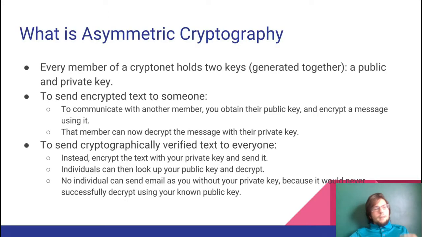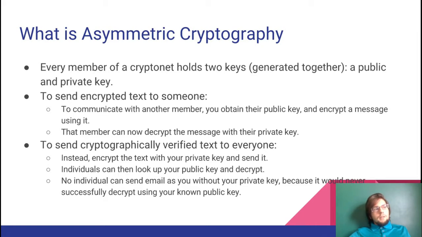So what is asymmetric cryptography? In asymmetric cryptography, every member of the cryptonet holds two keys, a public key and a private key. When I want to send a message to someone, I first obtain their public key, and I encrypt the message using it. That person can now decrypt the message only using their private key. As a consequence, anyone can send them an encrypted message that only they can decrypt.